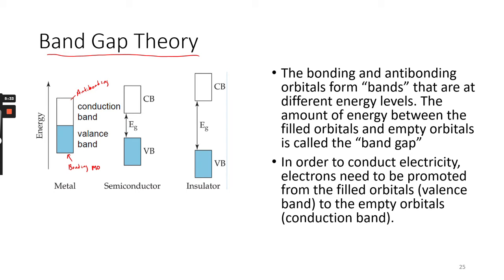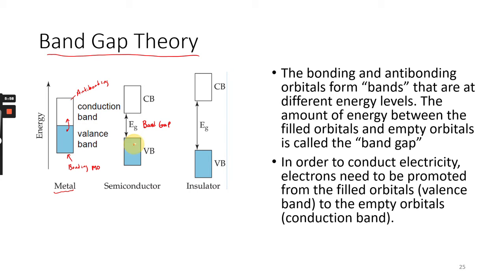Now notice what's happening as we go. So this is for metals. The two are touching, so it's very easy for an electron to jump up to here and then conduct. And that is why metals are very good conductors. Then we move to our semiconductors, where the bands are not touching each other. There's a gap in between, and this gap in between is called your band gap.